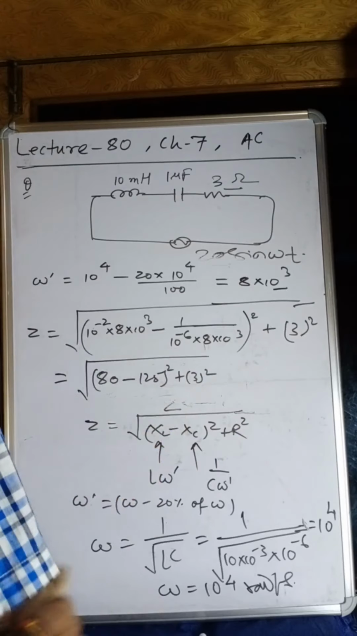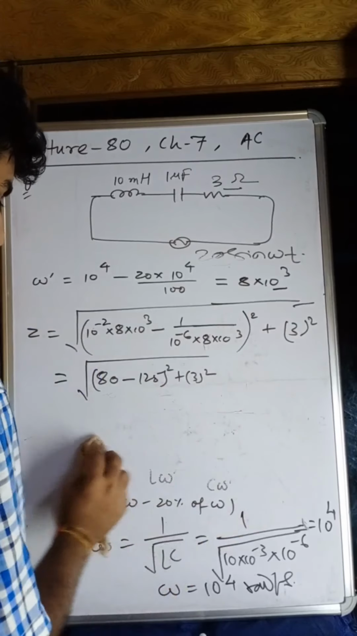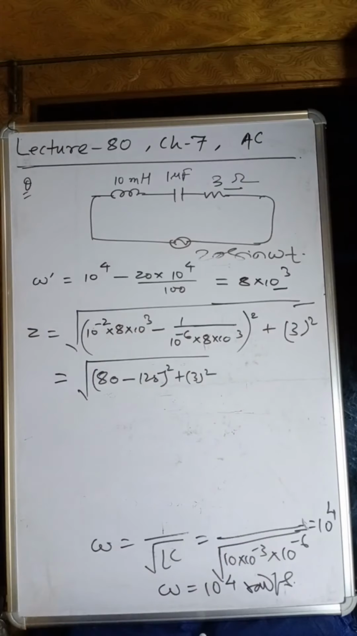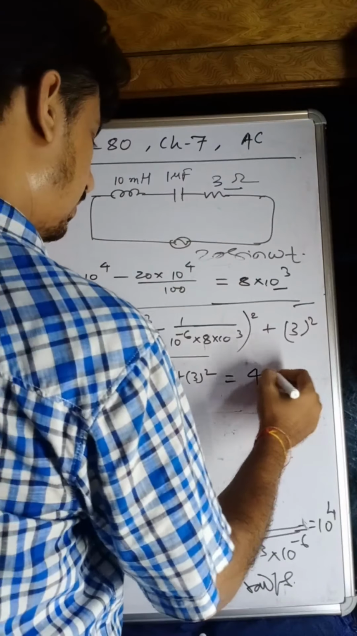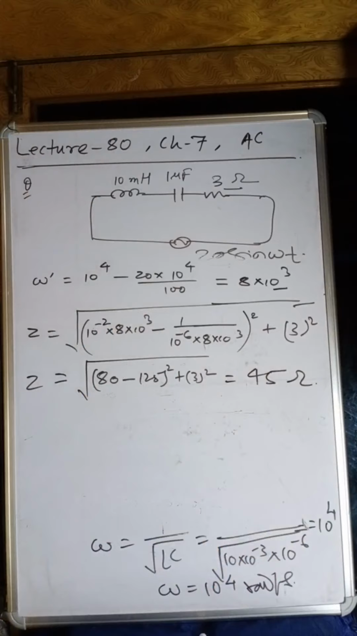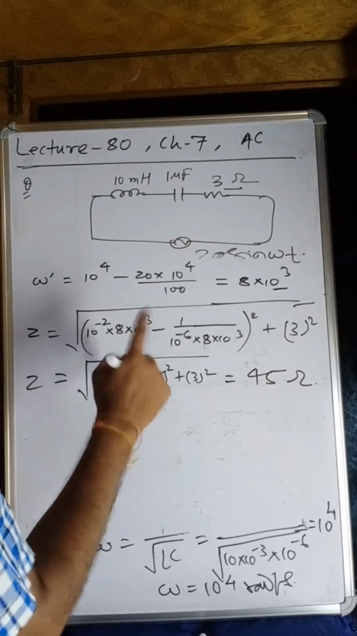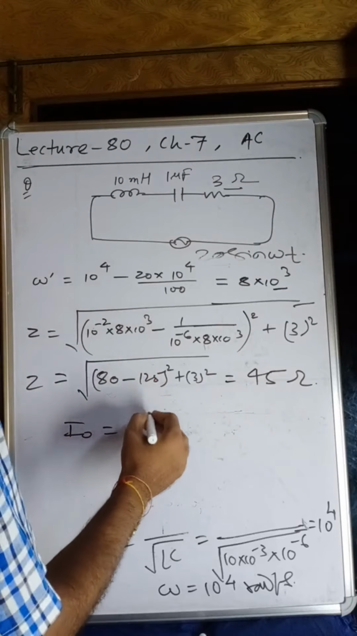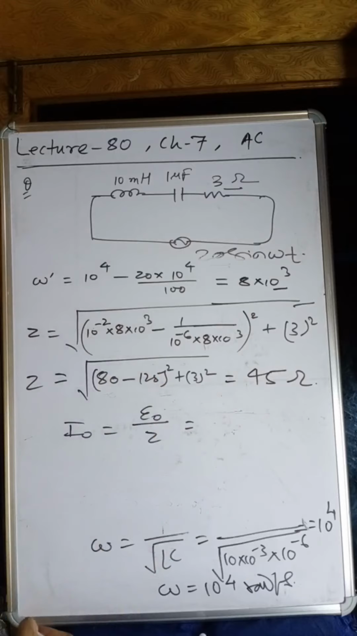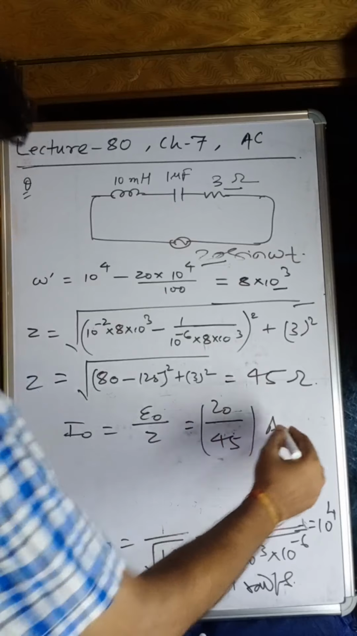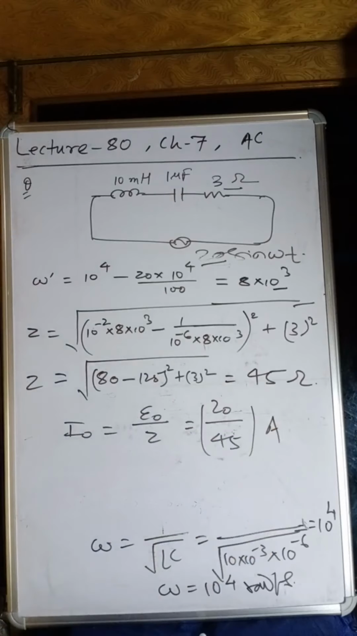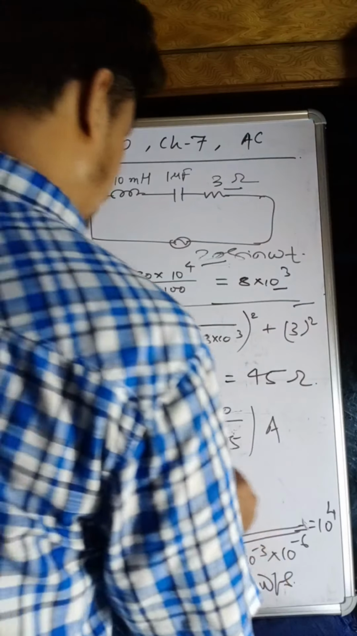After the calculation, let me use my calculator, my dear student. It is 80 minus 125 square, and the total you will get is 45 ohm. You got the value of Z. Alright, it is 45. Now we have to find the amplitude of current, that is the peak value of current, and it was E naught by Z. E naught, how much we are having? 20. Z is 45. So it will be 20 by 45 ampere, and this is the answer.